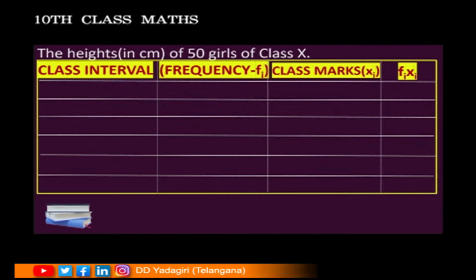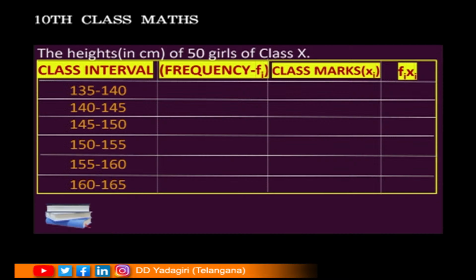Now, you are going to add two more columns: the third column called class mark and the fourth column fi xi. The class interval values are given as 135 to 140 and so on. The frequency values are given as 4, 7, 18, 11, 6 and 4.